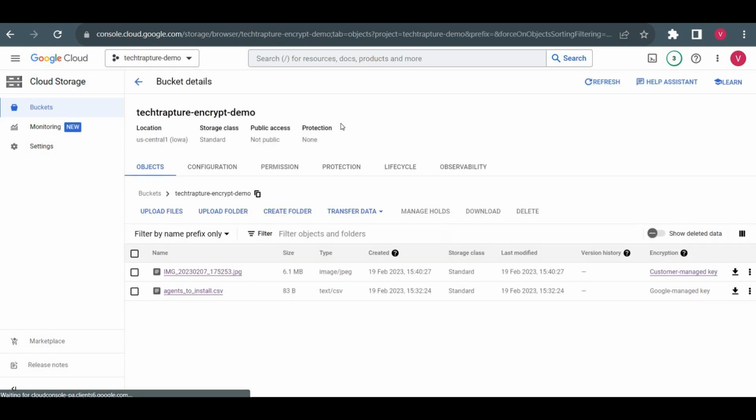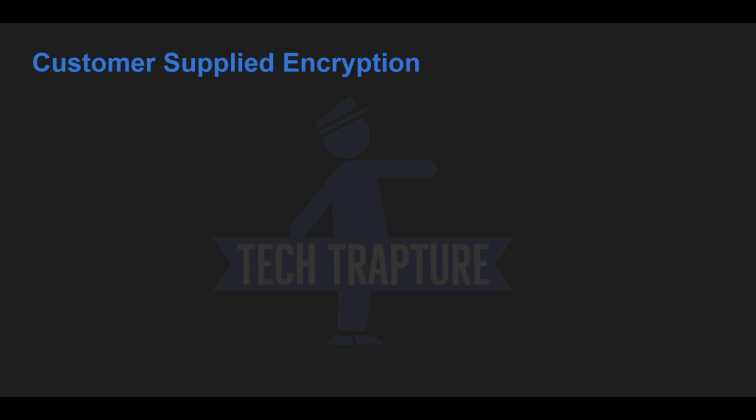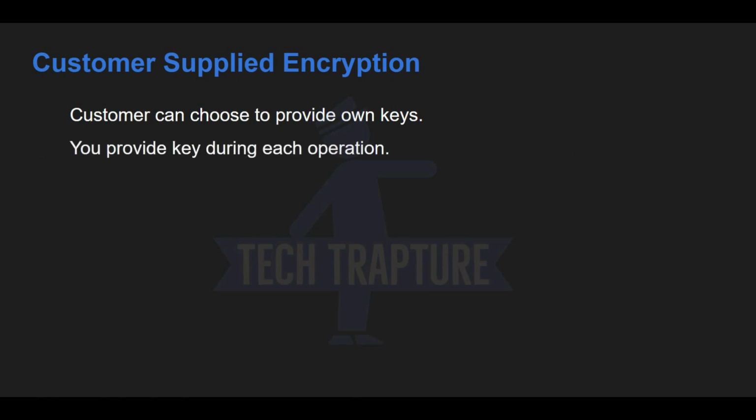So now I'll go back to my slide and we'll see what is the third option. Now the third option to encrypt data in cloud storage bucket is customer supplied encryption key. So in this, the customer can create their own keys and provide them while encryption. So for each operation we have to provide a key. So while uploading the object or while downloading the object, we have to provide a key.